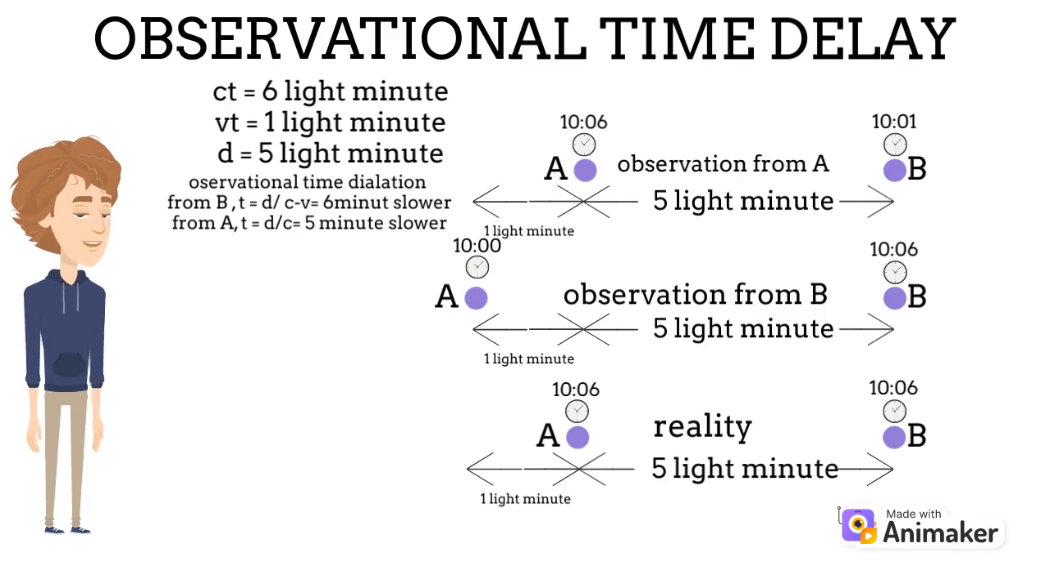Did you see that everything we observe with light is past, not the present things? The observational time delay changes with the direction of velocity. That I will explain in the next section.